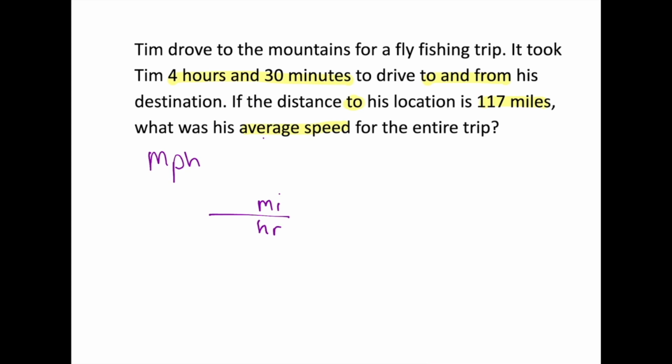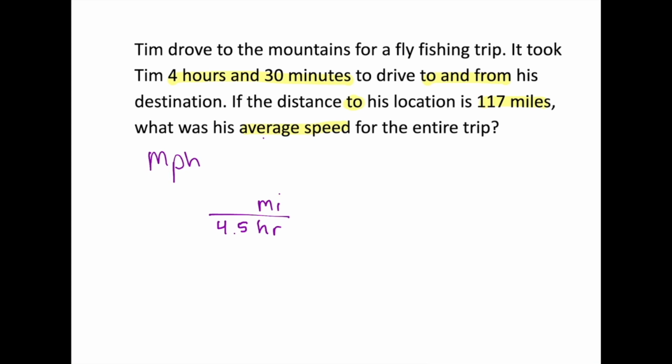So we need to have miles in the numerator and hours in the denominator. We see that we have 4 hours and 30 minutes. You cannot write this as 4.3. 30 minutes is half of an hour. You can write half as 0.5. So we need to put 4.5 in the denominator, because 4 hours and 30 minutes is 4.5 hours.